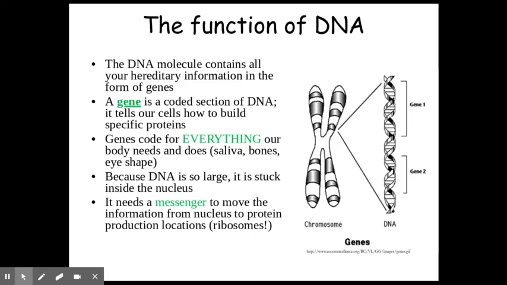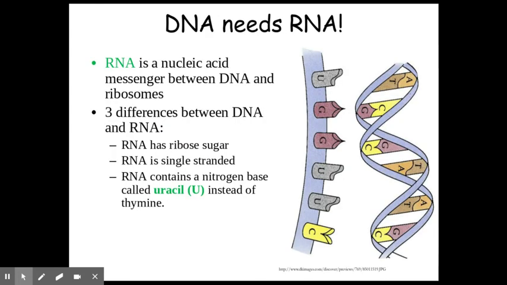So it needs a messenger because DNA cannot move from the nucleus to the ribosomes where protein production is located. So we basically have something called messenger RNA that is made in the nucleus, and then it goes out through nuclear pores to the ribosomes in order to make your protein.